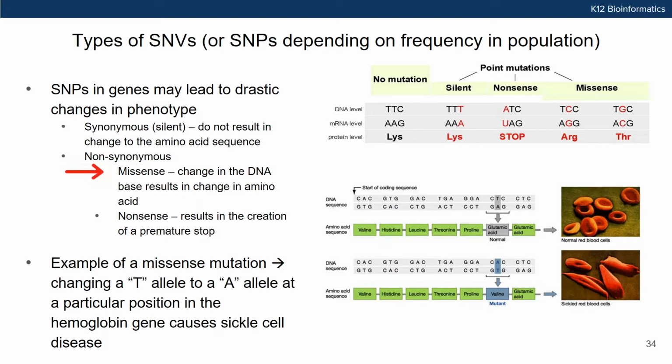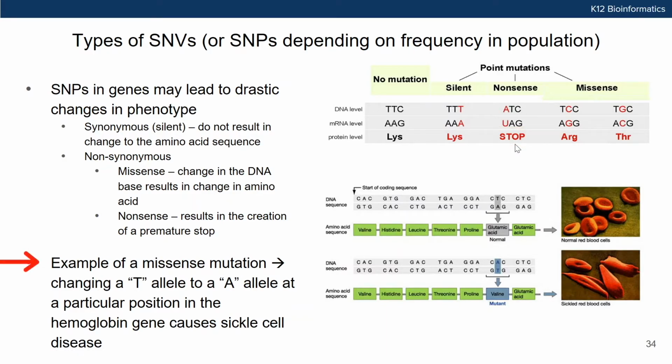There are also times when SNPs cause non-synonymous mutations. These can include things like missense mutations, where changes in the DNA base result in a change in the amino acid. You can see a good example of two missense mutations here, where we've changed the T allele to a C that causes an arginine residue to be translated, and changing the T allele to a G, causing a threonine amino acid to be translated. And the last type is known as nonsense mutation, which results in the creation of a premature stop in the protein. And you can see a good example in the middle pane here, where we've changed the T allele to an A allele, causing the stop signal to the translation of the protein.